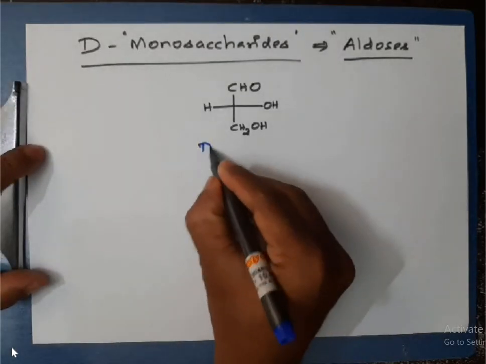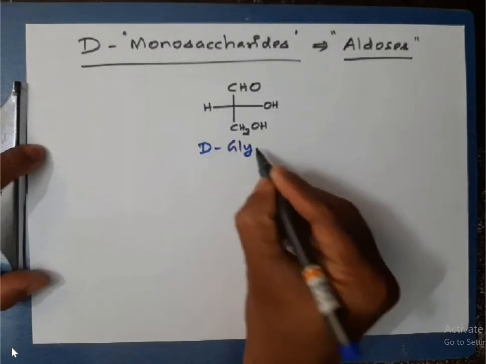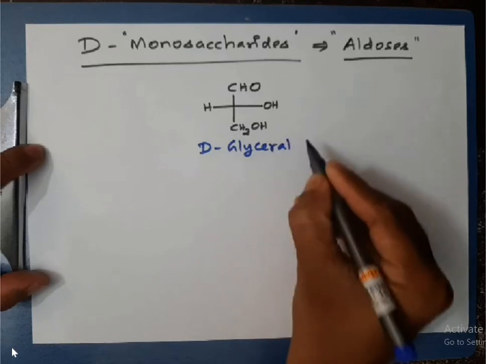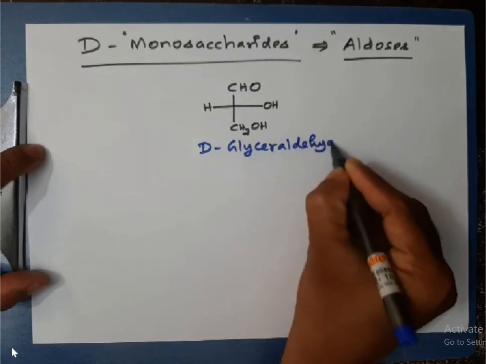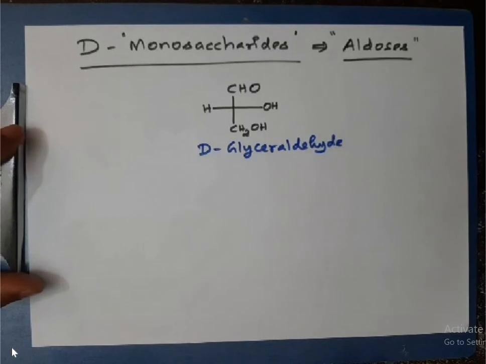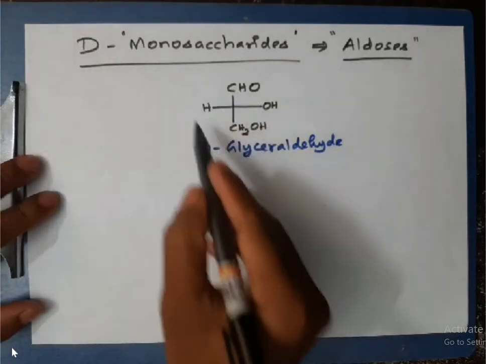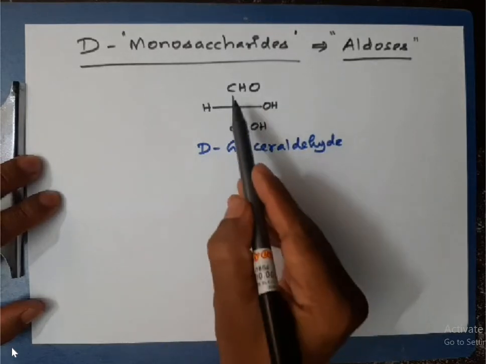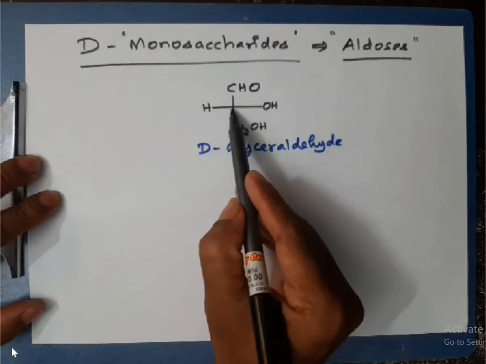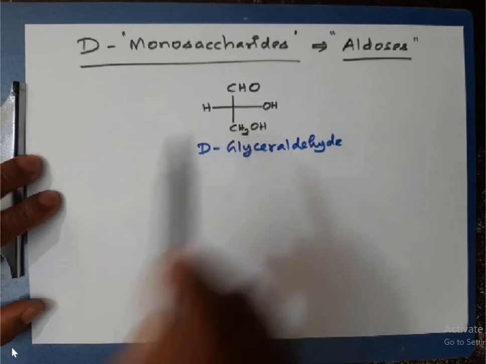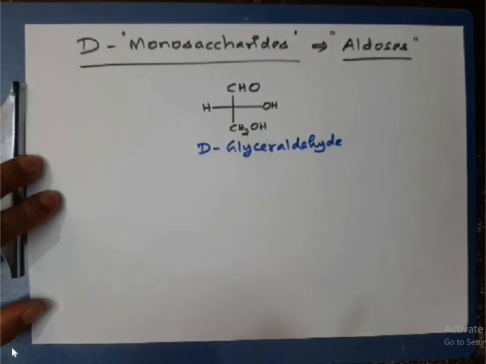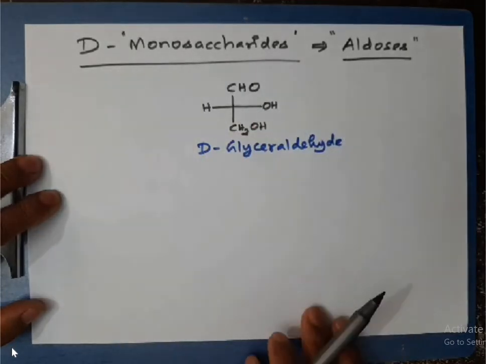D-glyceraldehyde. Right now, this is an Aldotriose, because we have three carbon atoms here, one asymmetric carbon 2, and here we have one more carbon. So totally three carbon atoms are there. Therefore, it is an Aldotriose.